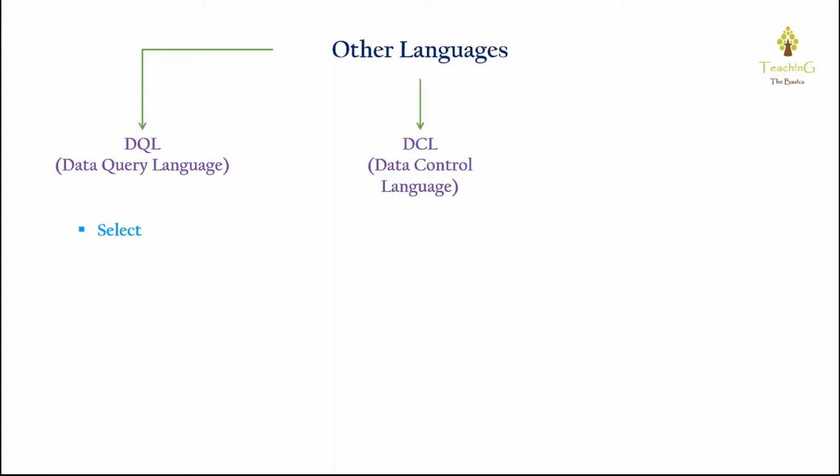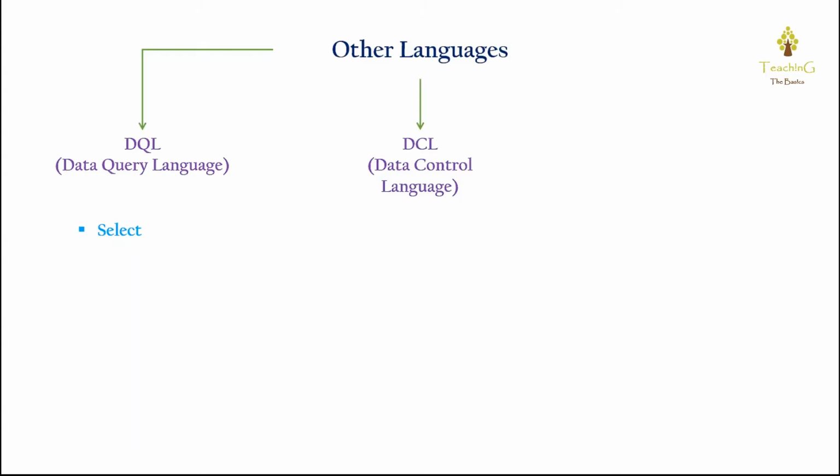So there are some other languages also in DBMS. The first one is DQL, that is data query language, and it has the select command in it. In some references or texts, you can find that the select command is considered a DML command, that is a data manipulation language command. But in some texts, you can find the select command as a command in DQL. And the next one is DCL, that is data control language.